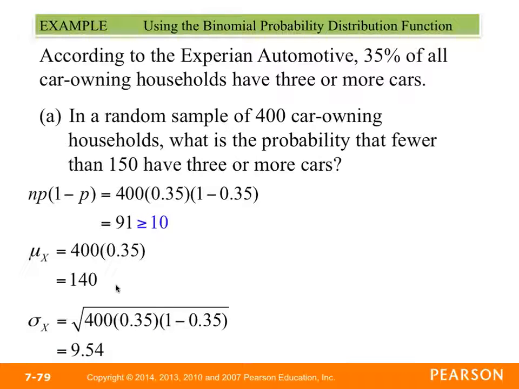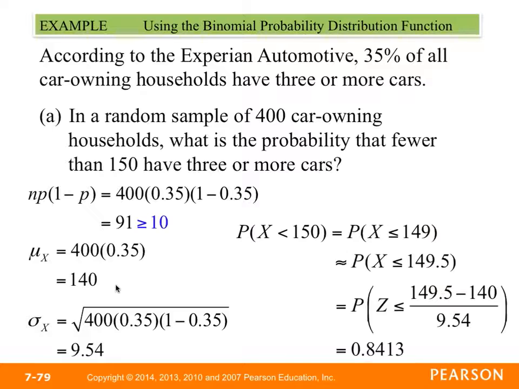Standard deviation is going to be the square root of 400 times 0.35 times 1 minus 0.35, which is going to be 9.54. So that's our standard deviation. So if we want the probability that x is less than 150, what you need to remember is that this is a discrete distribution. So I can't have, for example, 150.2 households that have 3 or more cars. I either have 150, I either have 149, 148, and so on. So if I want x to be less than 150, I don't want to include 150. So what I actually want is the probability that x is less than or equal to 149.